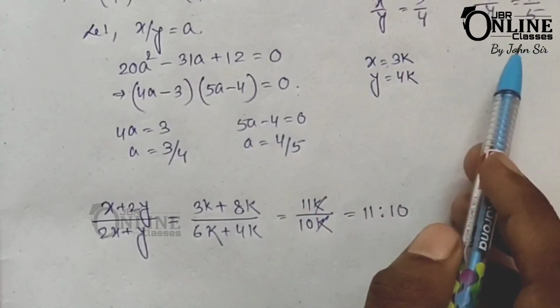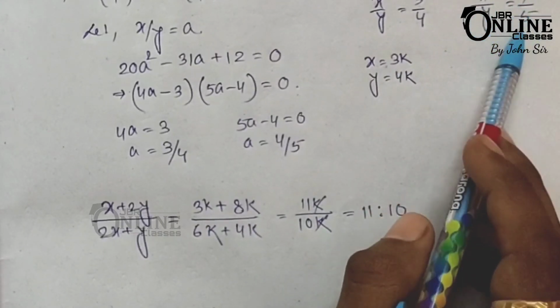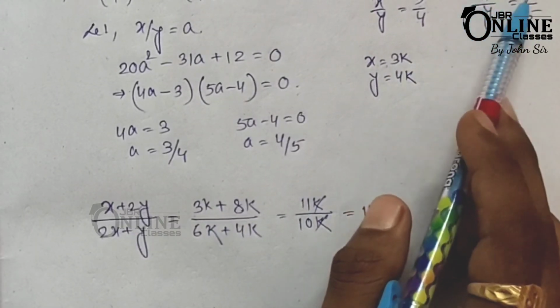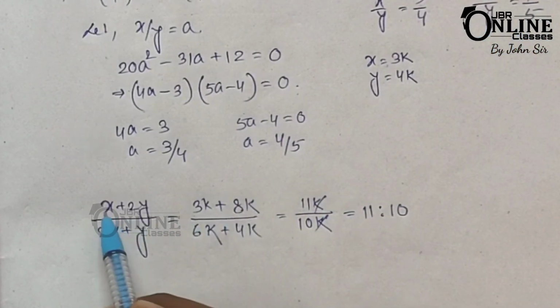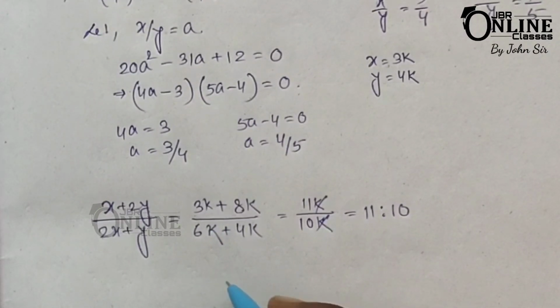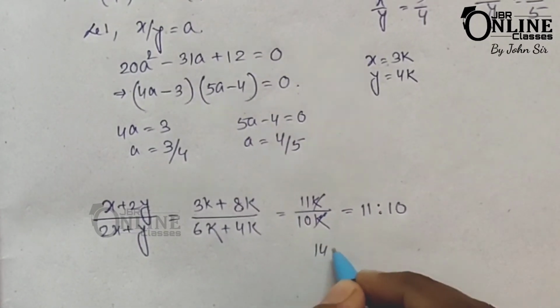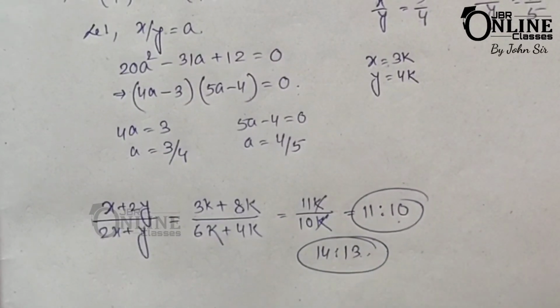Now you have to find out the second answer when x by y equals 4 by 5. That means x equals 4k1 and y equals 5k1. Now just put this value in here for x and y, and you can find the next answer. So the next ratio is 14 is to 13. So the first ratio is 11 is to 10 and the second ratio is 14 is to 13.